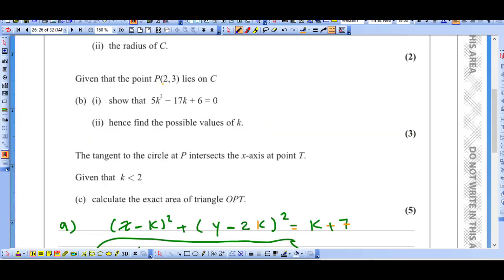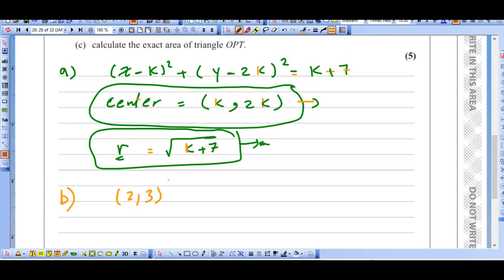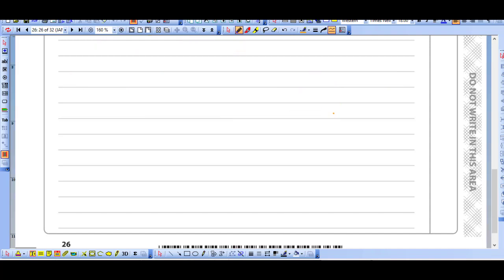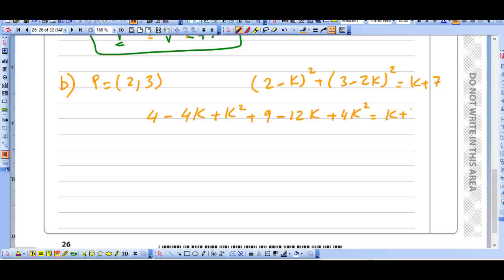Now, given that the point B equal to (2, 3) lies on C, show that 5k squared minus 17k plus 6 equal to 0. So let us go ahead. So point B, which is (2, 3), lies on the circle. So I can write now the equation of the circle, (2 minus k) squared plus (3 minus 2k) squared equal to k plus 7. So let me simplify this equation. We will have 4 minus 2 multiplied by 1 multiplied by 2, 4k plus k squared plus here 9 minus 2 multiplied by 3, 6, 6 multiplied by 2, 12k, and then plus 4k squared equal to k plus 7.